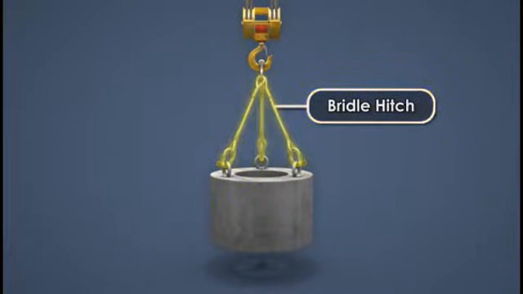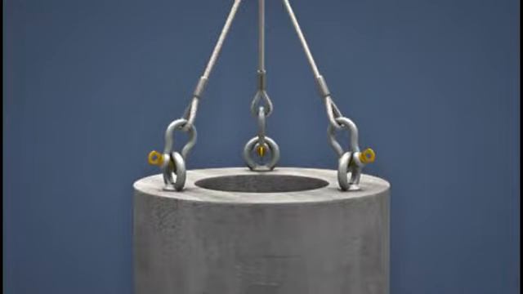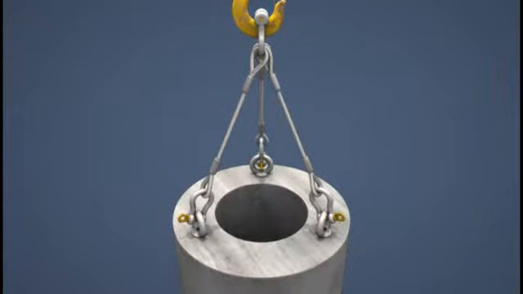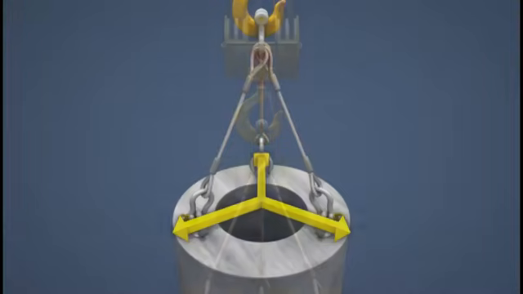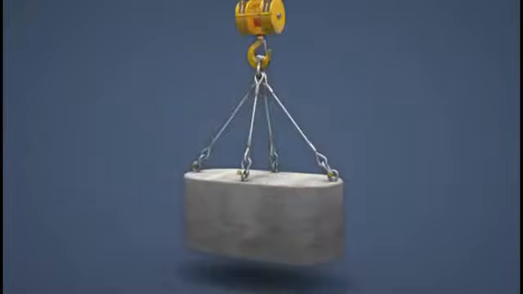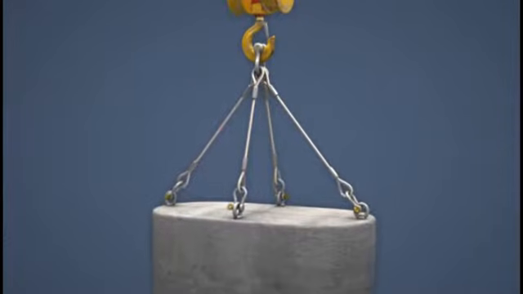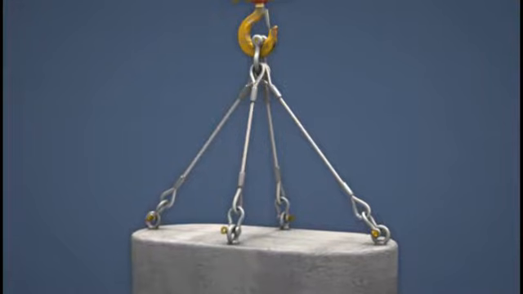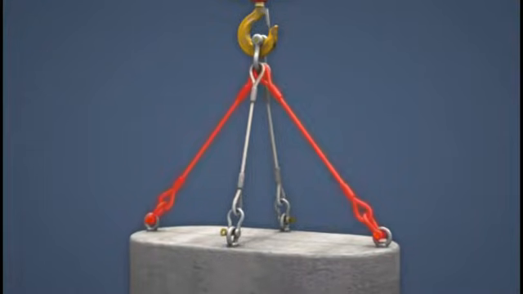The bridle hitch is composed of 2 or more sling legs that connect directly to the load. The bridle hitch provides load stability because the load weight is distributed evenly among the legs, and because the hook is directly over the load's center of gravity. One important note about bridle hitches: in configurations with 3 or 4 sling legs, 2 of the legs might end up supporting the majority of the load's weight. To protect against this, the load capacity of only 2 of the legs should be enough to support the entire load.